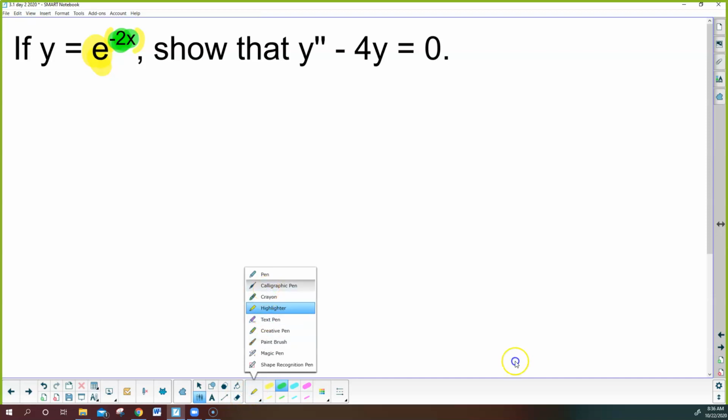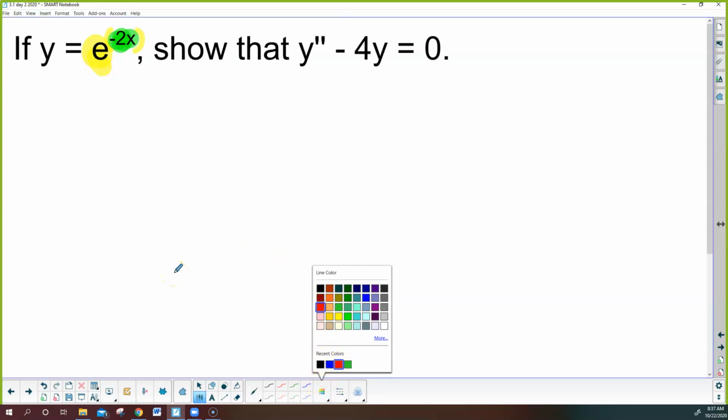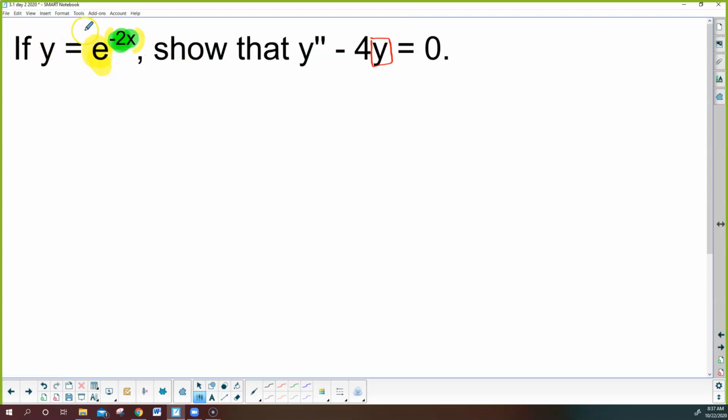But the directions for this problem are basically kind of like a proof. Show the second derivative minus 4 times the original function is equal to 0. I've seen these questions appear quite a bit on the short answer part of an AP test. So, all right, what do we need? I need to find these values. I already know what y is equal to. They tell me, here is y.